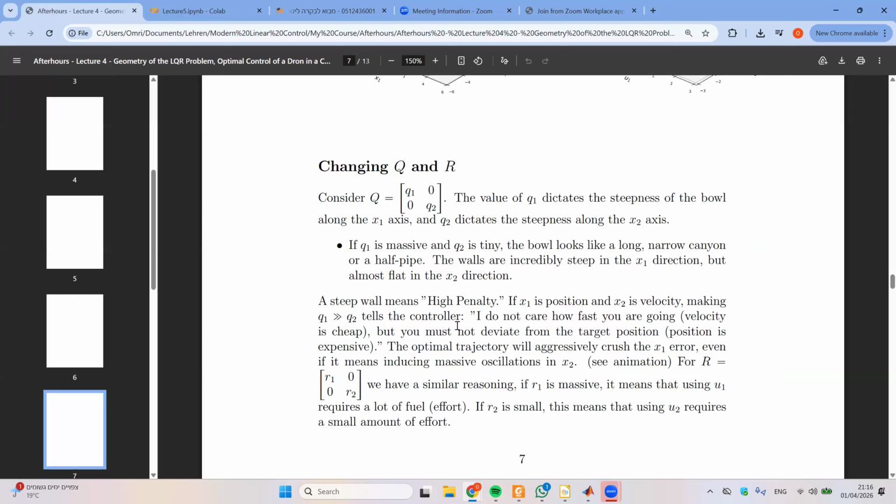And the same logic clearly goes for the control cost. So if R1 is very massive, in this case, it's like saying using the U1 requires a lot of fuel, a lot of effort, costs a lot of money. And if R2 is small, it means that using U2 requires a small amount of effort.